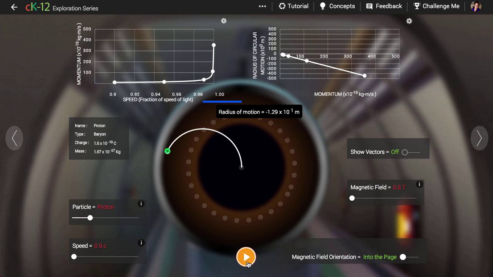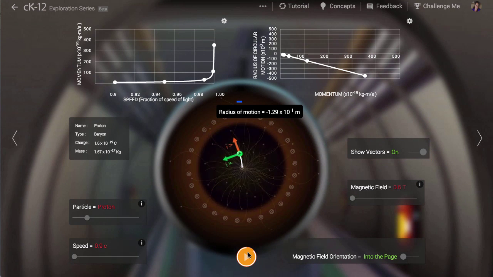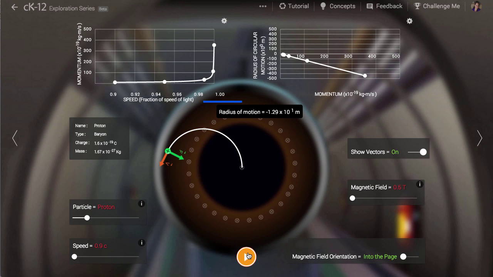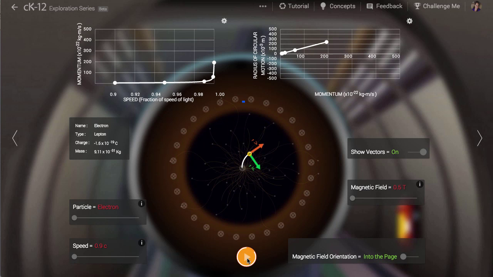Notice that we went from a negatively charged particle to a positively charged one, the direction of motion flipped. This has to do with the magnetic force, which acts at right angles to the velocity of a particle. For positively charged particles, I use the so-called right-hand rule to determine the direction of the force. But for negatively charged particles, I switch it up and I use the left-hand rule instead.